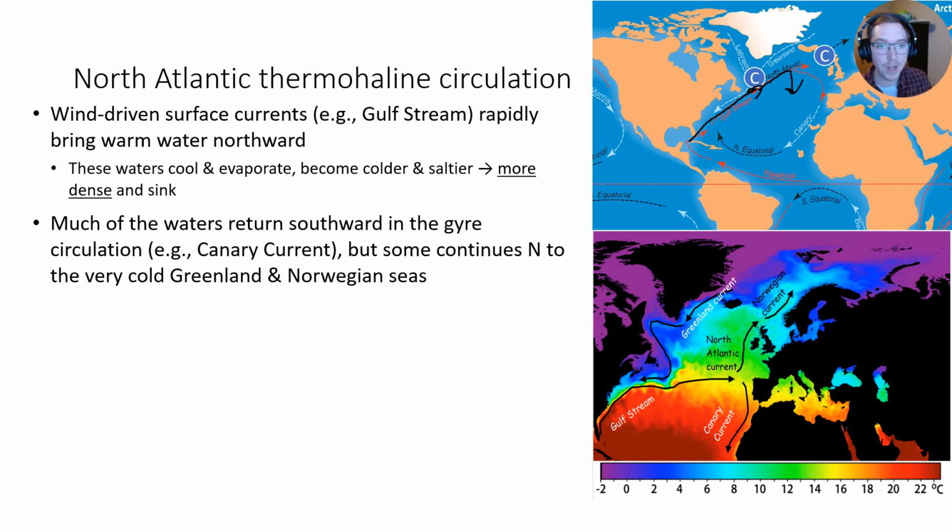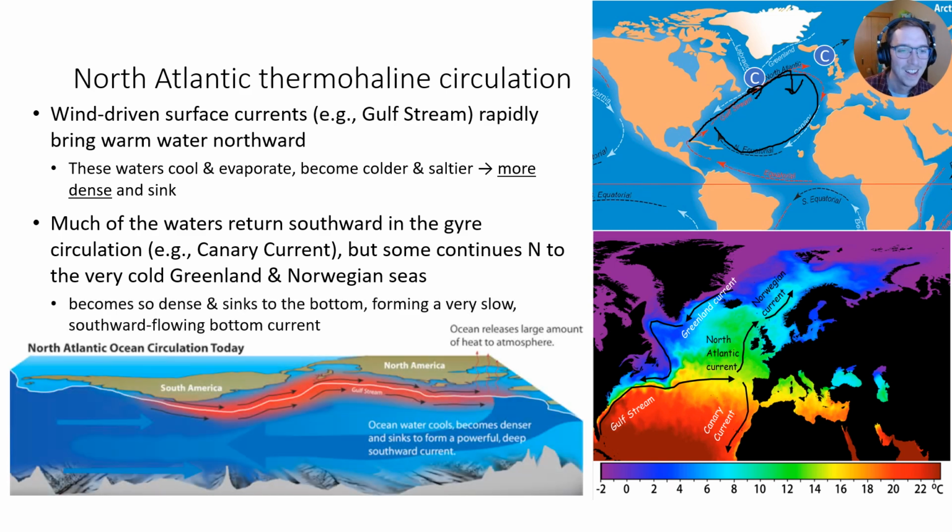Much of that water returns southward in the gyre circulation, but some of it continues to the north. So a lot of that is just cycling around. But the water that doesn't gets caught up into this thermo-haline circulation cell. It becomes so dense and sinks to the bottom, forming a very slow southward flowing bottom current. So here we can see what happens. We've got our warm Gulf Stream waters coming here, evaporating, condensing, but salt is becoming denser, and it's flowing back to the south here.